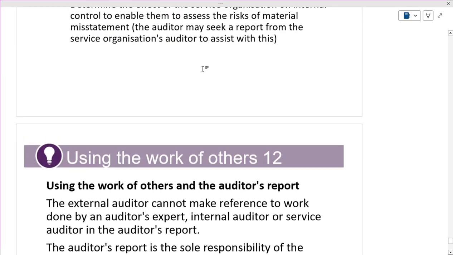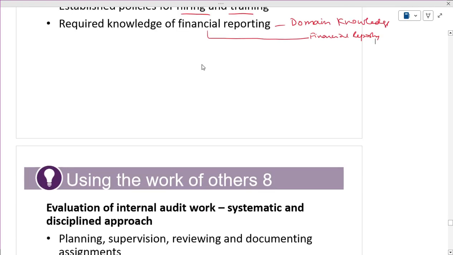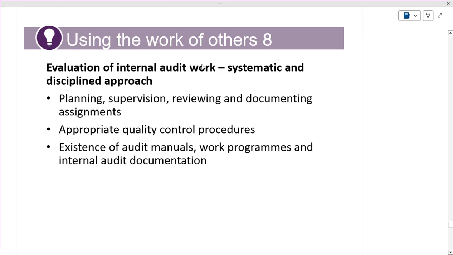1, 2, 3, 4, 5, 6. Okay, quickly I will do. No problem. Is that evaluation of internal or systematic?